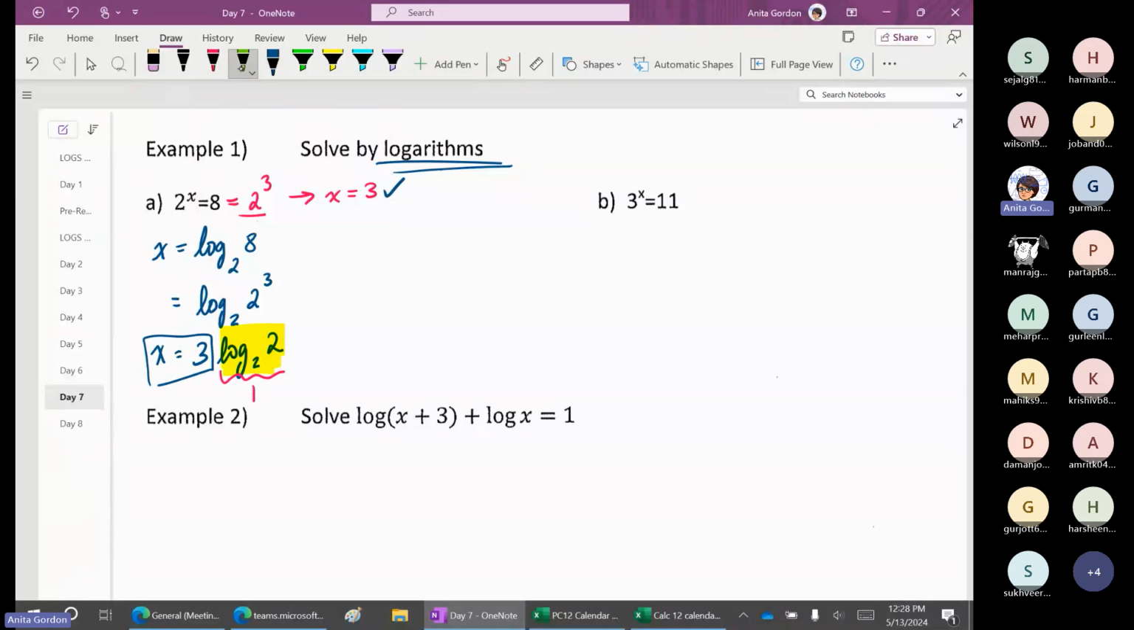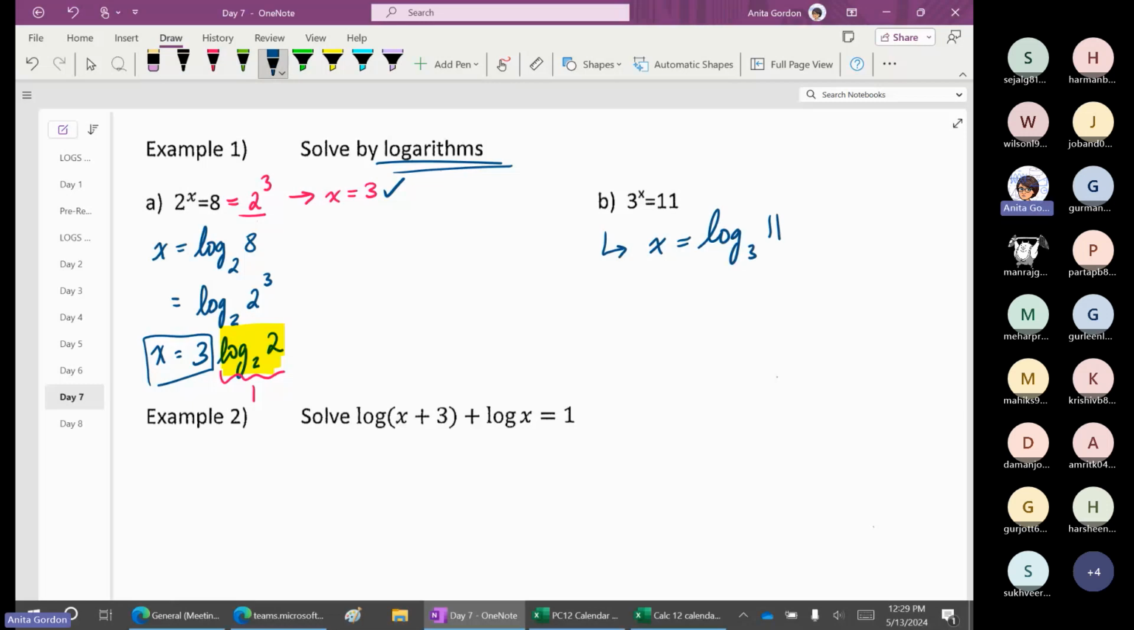There's another way I could do this. What if it wasn't 8 and 2? What if these were really ugly numbers? I'm going to do example 3 because in example 3, you can see that 3 and 11 are both primes. They have nothing in common. There's no way that I can rewrite this. So the way that I would solve something like this is to rewrite this as a logarithm. This is log base 3 of 11.